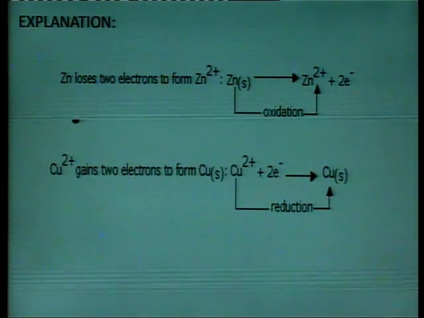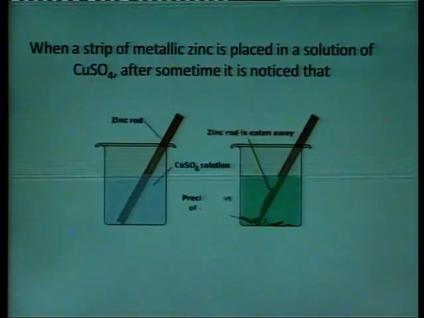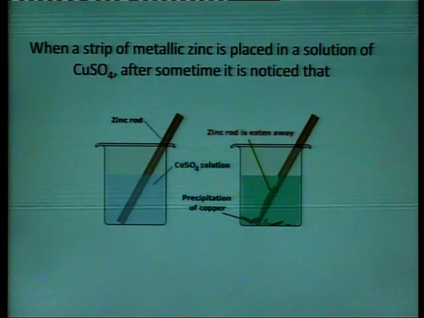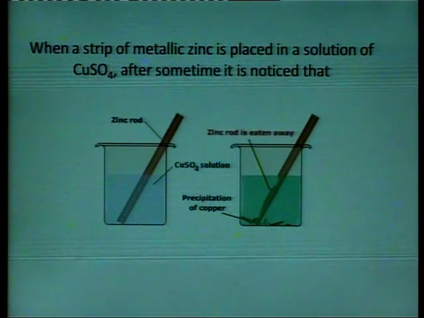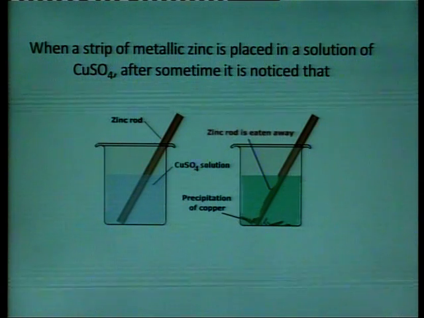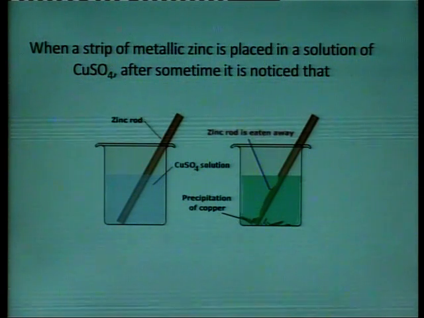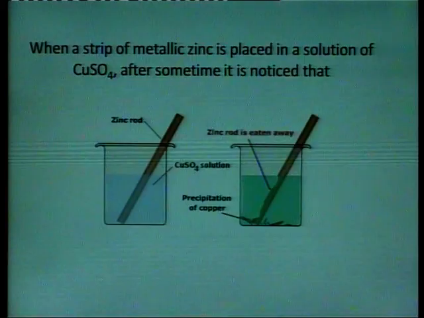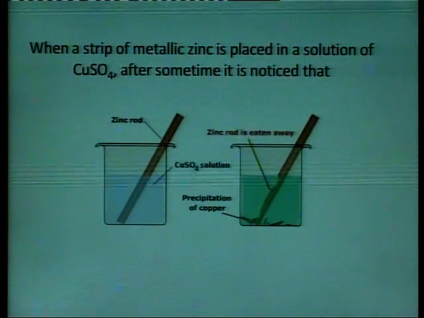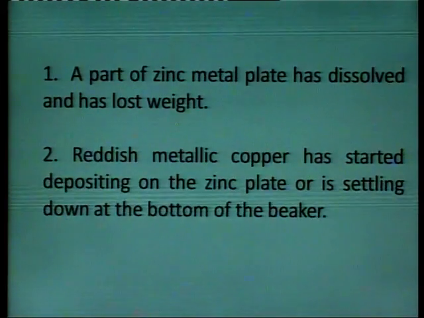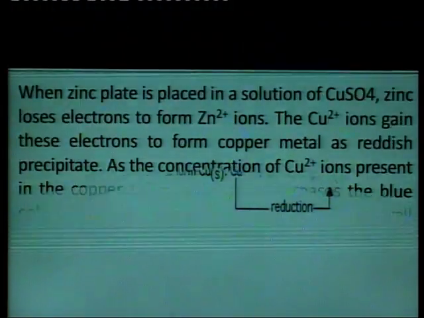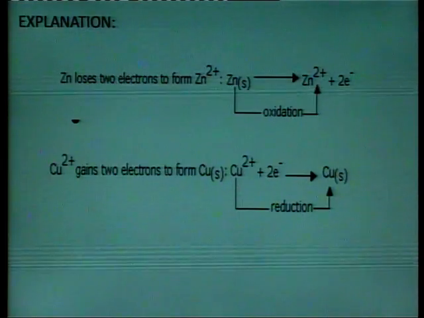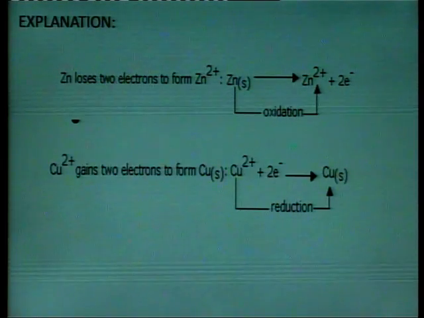These ions will move into the solution, as you can see in the second diagram, that after the oxidation, in the second diagram there is a zinc rod which has lost its weight. Again this is due to oxidation, because these ions will move into the solution and the zinc rod loses its weight.